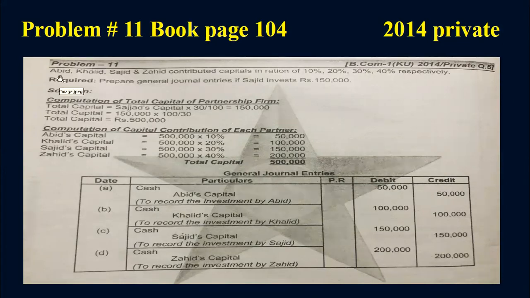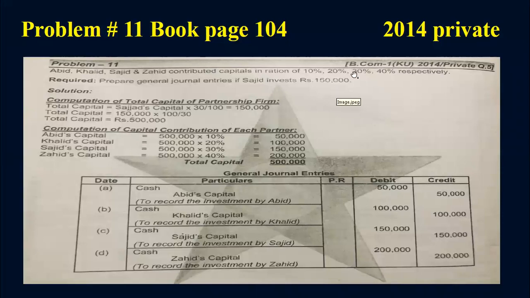Like we have Mr. Abir, Khalid, Sajid and Zahid who contributed capital, and they have their ratios in the form of percentage: 10%, 20%, 30%, 40%. This is a one-line question only. The required part for the examination: you have been given Sajid's investment of 150,000. We discussed that when the investment of one partner and the ratio of this partner, Sajid's ratio being 30, are given, then we apply the reciprocal. Reciprocal is the reverse.